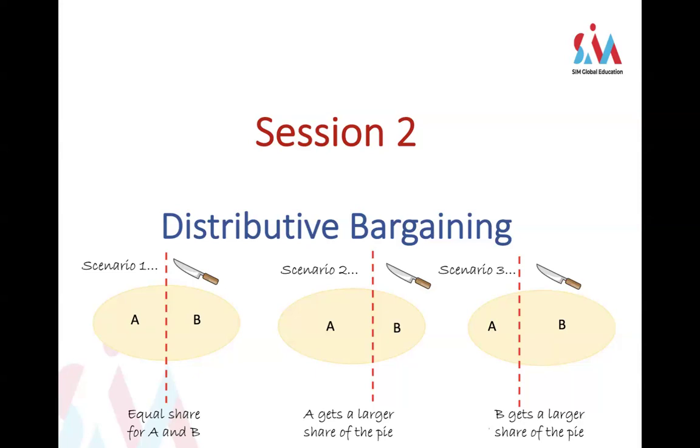Now, as human beings, all of us want the good stuff. We want a larger share of the pie for ourselves. And this is what we are going to do. How can we maximize our share of the pie? This is what we call distributive bargaining. In a negotiation, often you have to allocate and divide resources. So how can we subsequently try to get a larger share of the pie for ourselves?